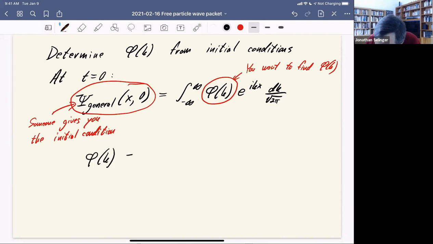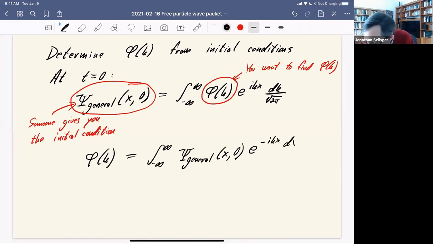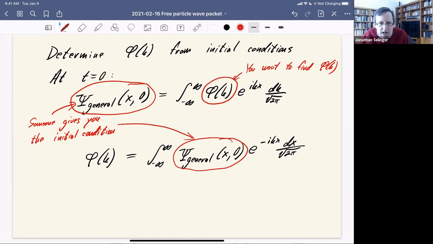phi of k is an integral of this psi general of x and 0 e to the minus i kx dx over root 2 pi. So someone gives you this initial condition. Okay. If someone gives you this initial condition, you can put it into the integral and do the integral, and you get this thing. You get phi of k.